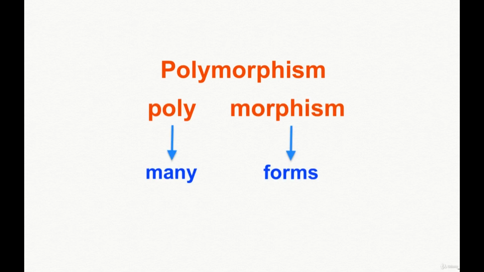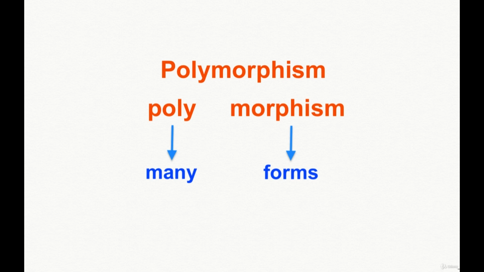Welcome! In this session, we will learn about polymorphism. Polymorphism is a very important concept in object-oriented programming. Polymorphism can be divided into two parts, poly and morphism. Poly refers to many and morphism refers to forms. So polymorphism completely refers to many forms.